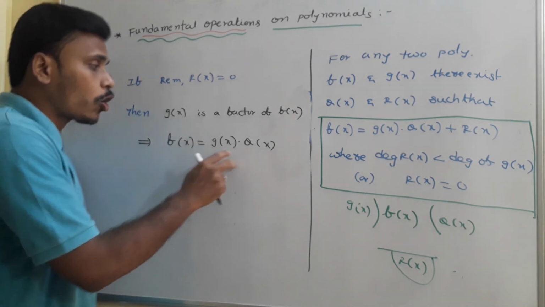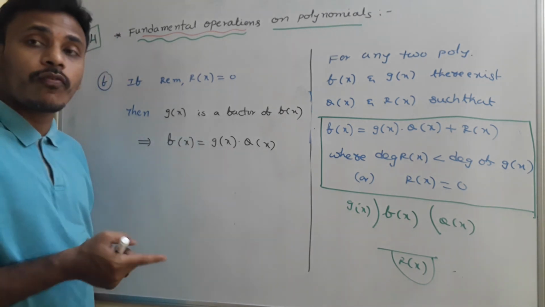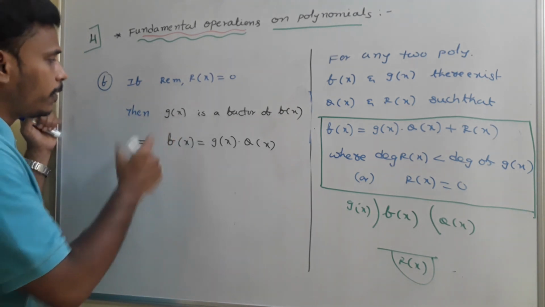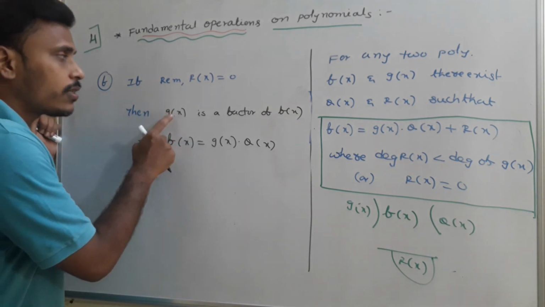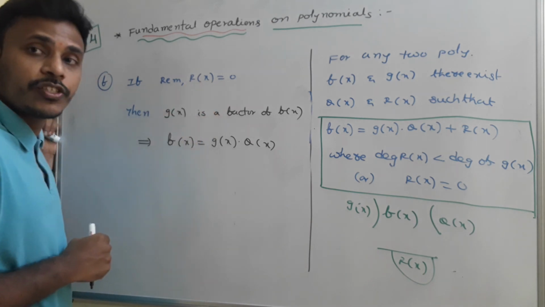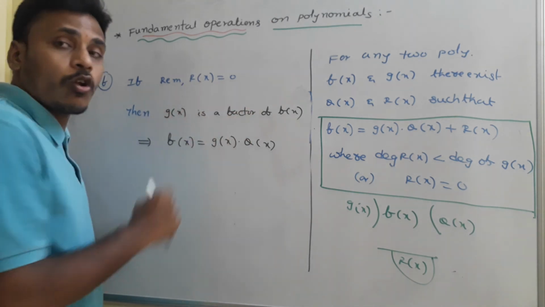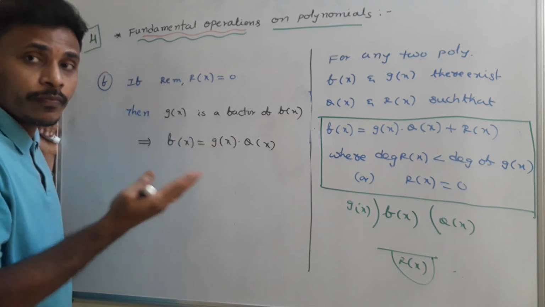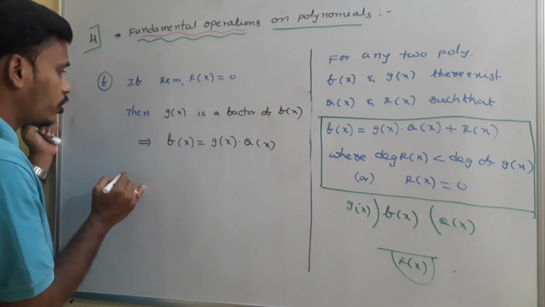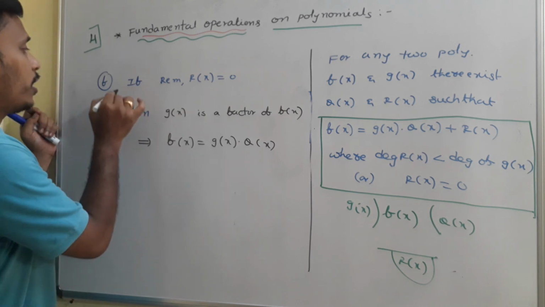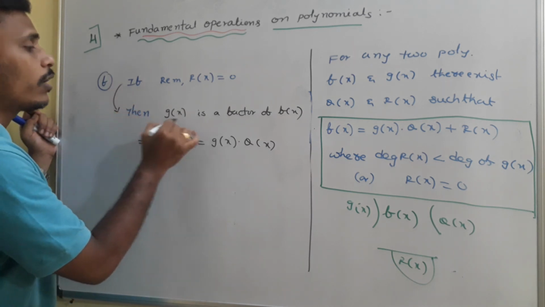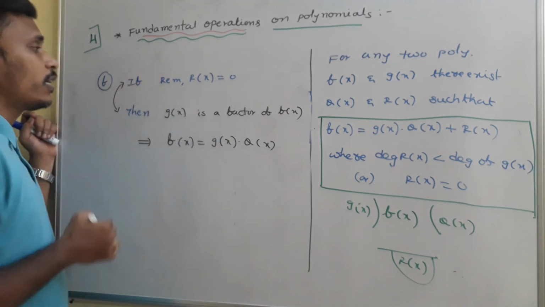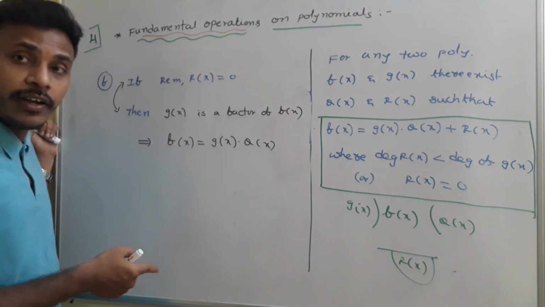So here not only g of x, we call that q of x is also a factor. It's an if and only if condition. If the remainder is 0, then g of x is a factor of f of x. And if g of x is a factor of f of x, then the remainder is 0. If one happens, you are confirmed about the other.